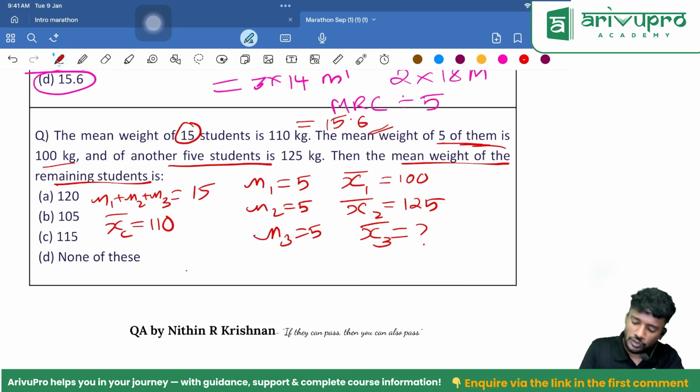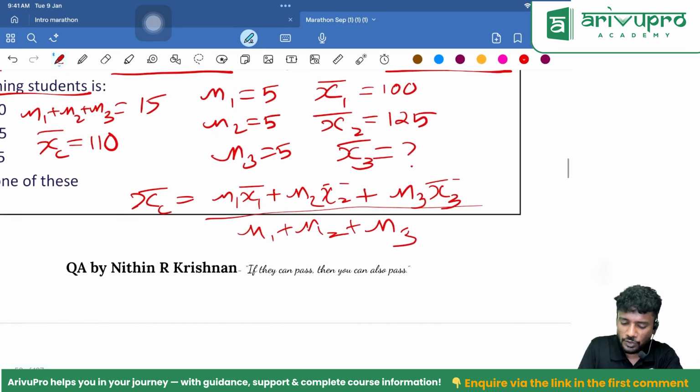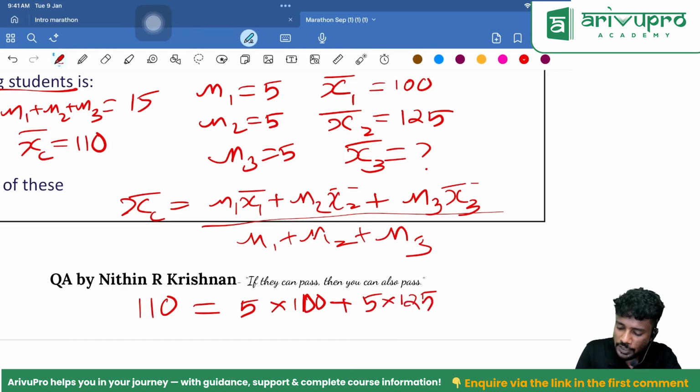How can you do this? XC bar is equal to N1 x1 bar plus N2 x2 bar plus N3 x3 bar divided by N1 plus N2 plus N3. Everything is there. Now substitute the value of XC bar. XC bar is how much? 110. N1 x1 bar is how much? 5 into 100. Plus 5 into 125 plus 5 into x3 bar, divided by how much? 15.